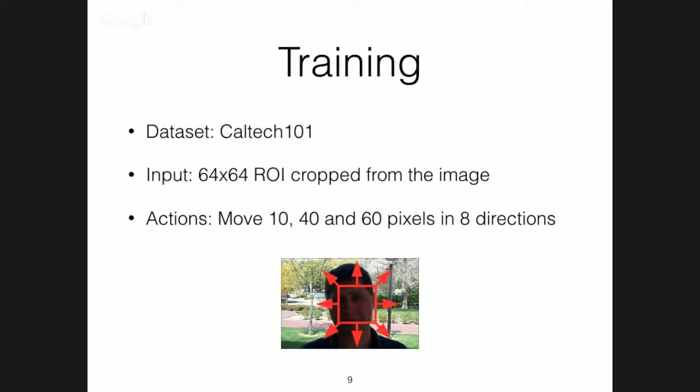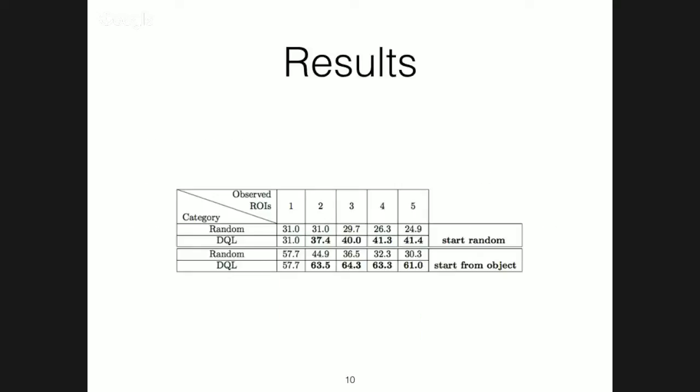So I used Caltech 101 because it's a smaller data set and it could be trained faster. The input is a 64 by 64 region of interest cropped from the image. Caltech 101 is annotated with object boundaries, so whenever I pick a region from the image, I know how much of it is on the object and how much of it is on the background. And then the actions are moving by 10, 40, and 60 pixels in 8 different directions. So that would add up to 24 different actions. And here are the results. It actually learns something.